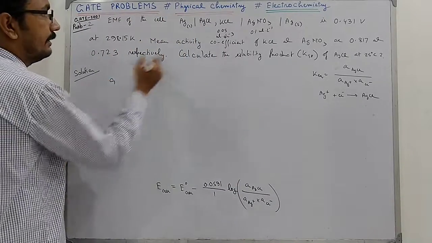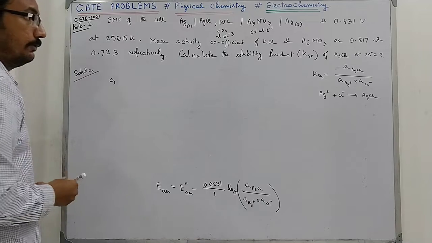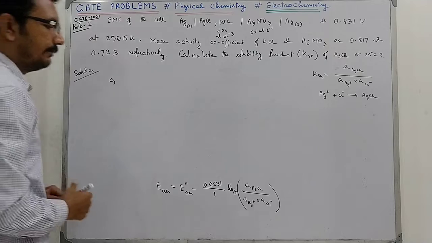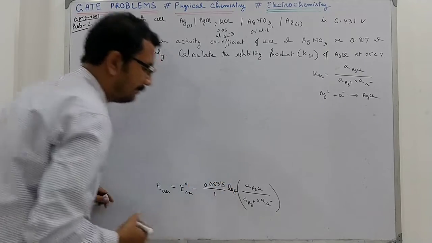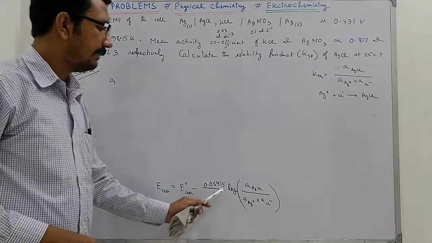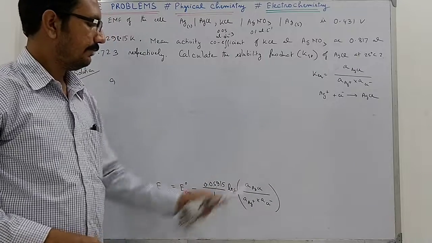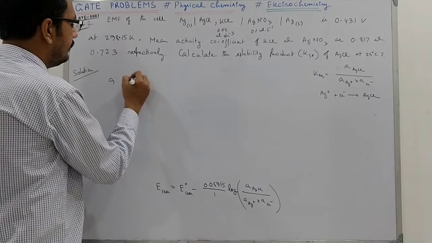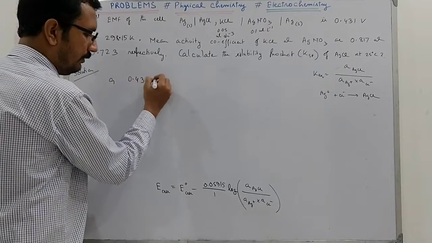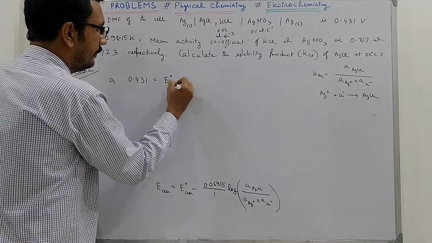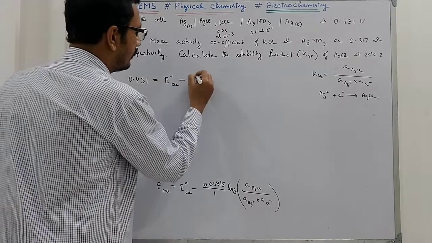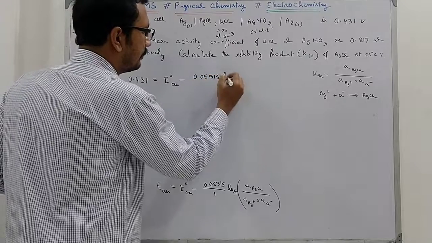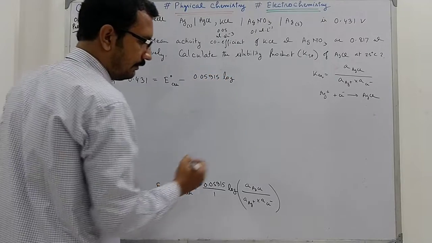Now see, E cell is given, it is 0.431. For this, the temperature given is 298.15 Kelvin. So we will have to write here 0.05915. Remember, I have told you at the start. So E cell given is 0.431 volt equals E0 cell minus 0.05915 by 1. You need not write that.